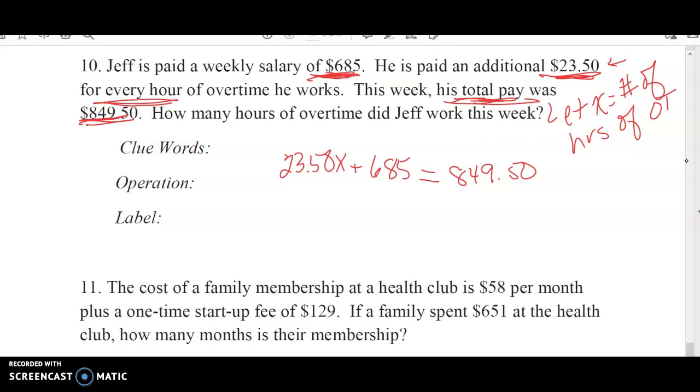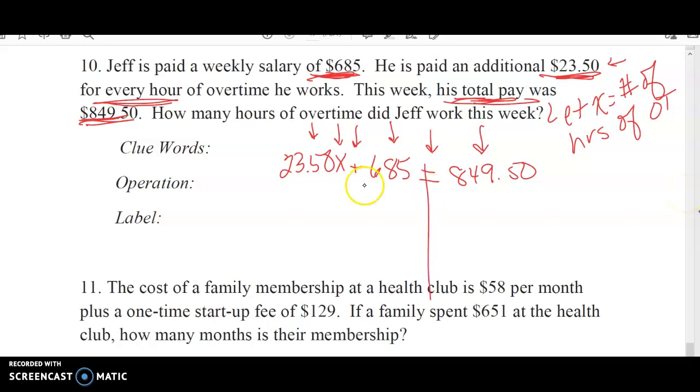If you can't figure out if you have to multiply or whatever, think to yourself, all right, well, if he works 1 hour, how much does he make? Oh, $23.50. If he works 2 hours, how much does he make? Oh, $47. Well, what did you do to do that? You had to multiply $23.50 times 2. 3 hours, you'd multiply it by 3. 4 hours, you multiply it by 4. So that's why we have to take $23.50 times X. So he makes $23.50 for every hour plus the $685 he makes regardless, your constant. That equals that total of $849.50.